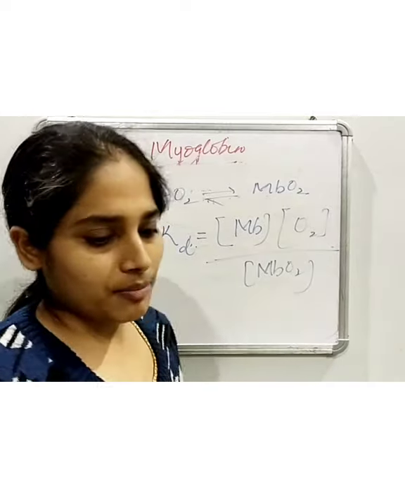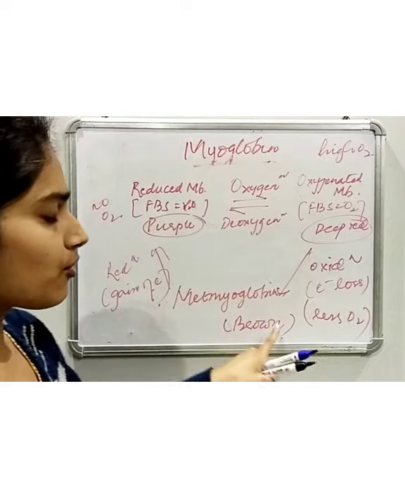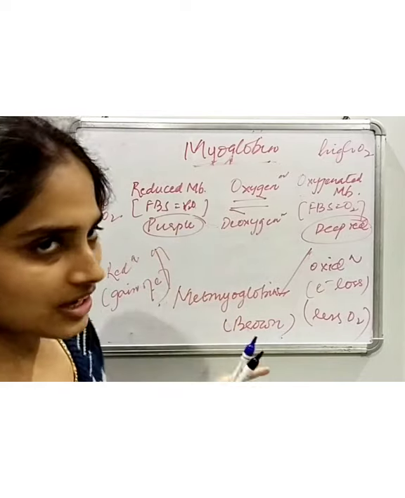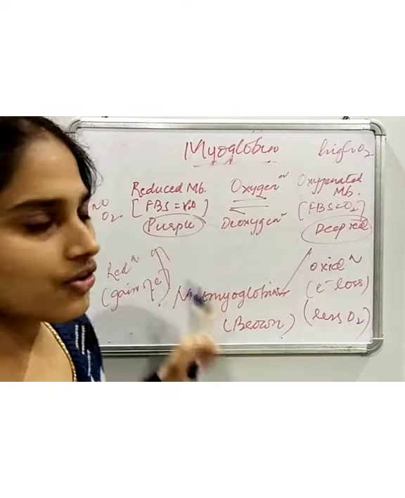So this is how, by looking at the color of the meat, you can determine whether the myoglobin is in oxidized form or in the deoxygenated form. So this is all about myoglobin, and we'll start with carbohydrates in the next lecture.